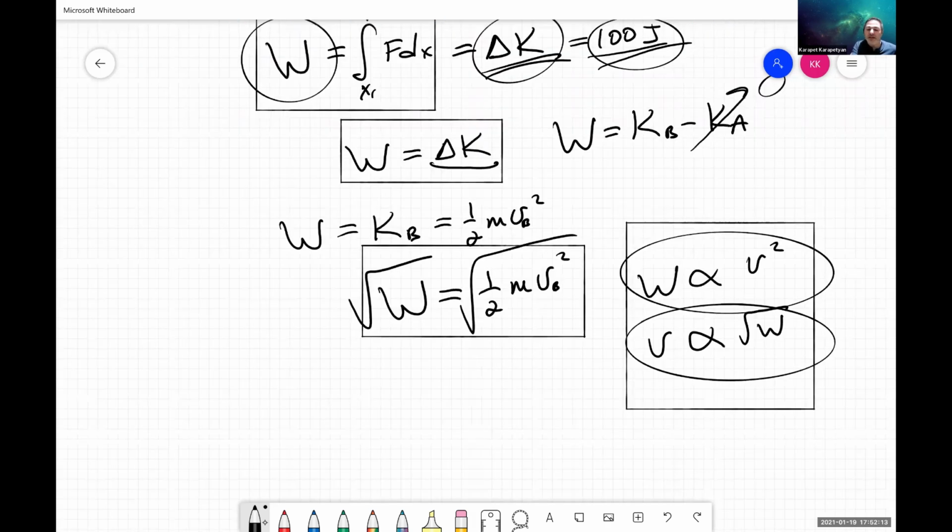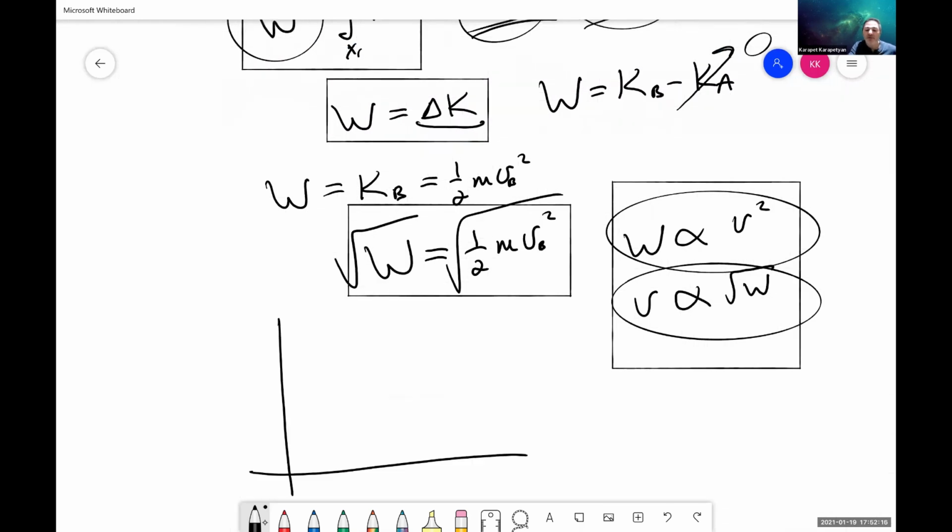That means if I am looking at the graph of work done versus speed, what type of graph do you think I will get if I do work done versus speed? What type of graph will I get? Parabola? Parabola, exactly. Because work is proportional to speed squared. So if I'm doing work versus speed, I'm going to get a parabola.